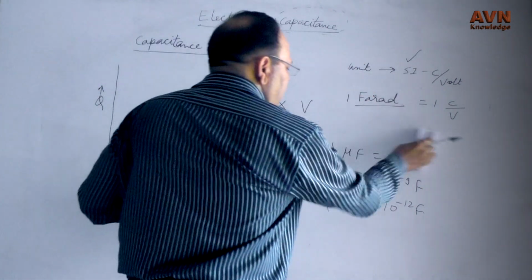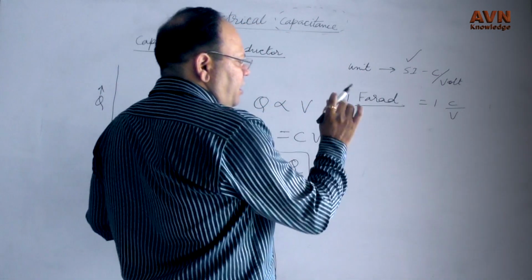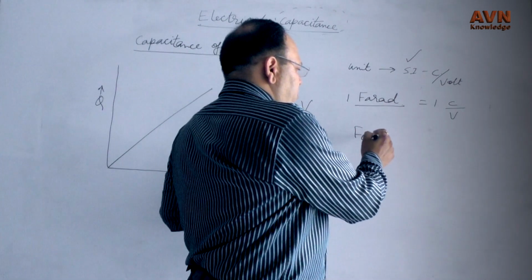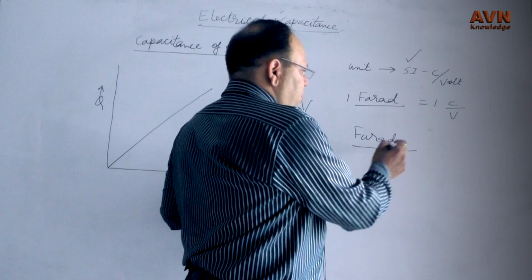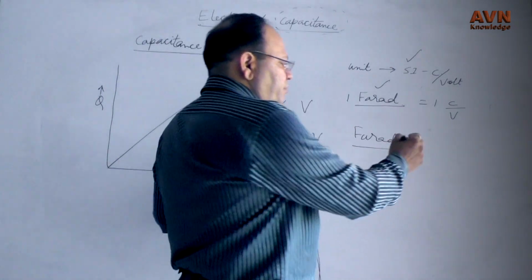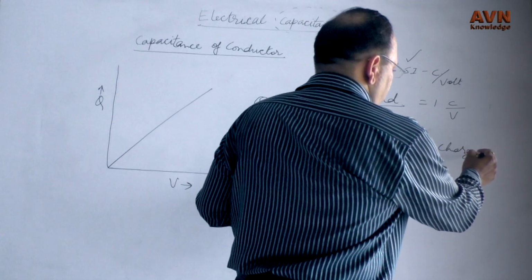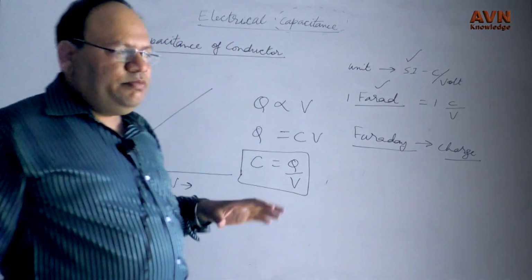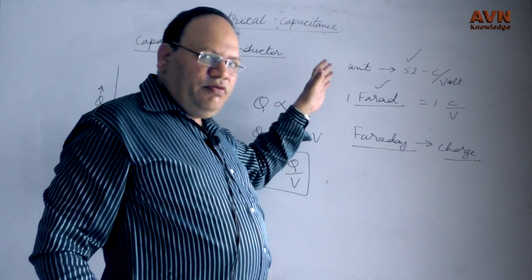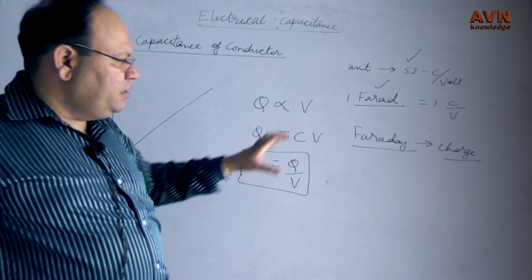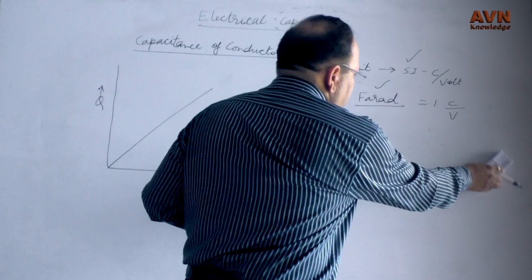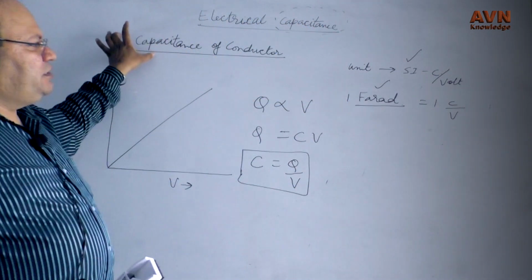Next, the CGS unit, but first let us talk about farad and Faraday. What is the unit of Faraday? Farad is the unit of capacitance, and Faraday is the unit of charge, which we have already studied in the first chapter of electrostatics. So farad and Faraday are different. Farad is the unit of capacitance.